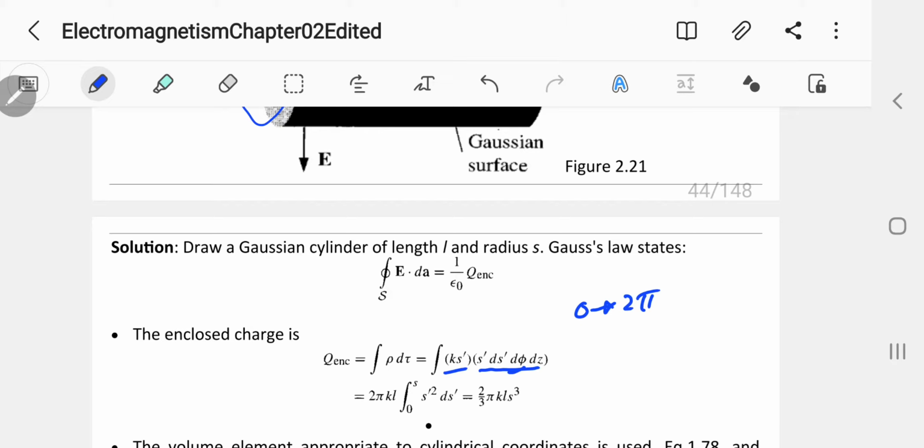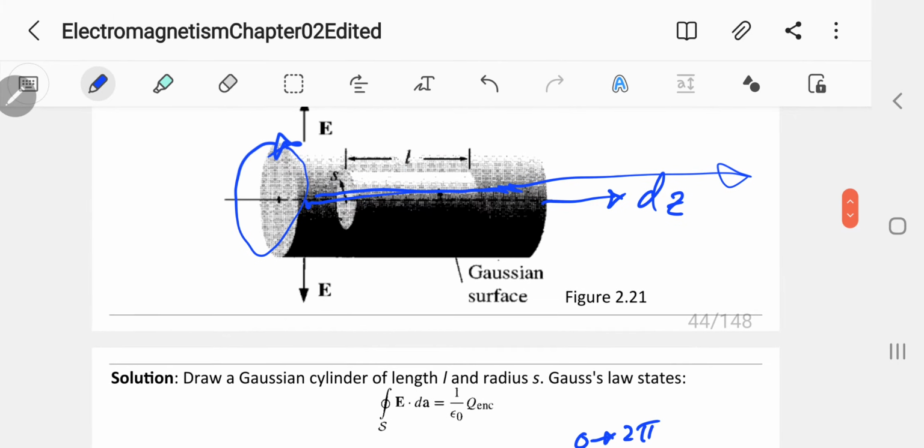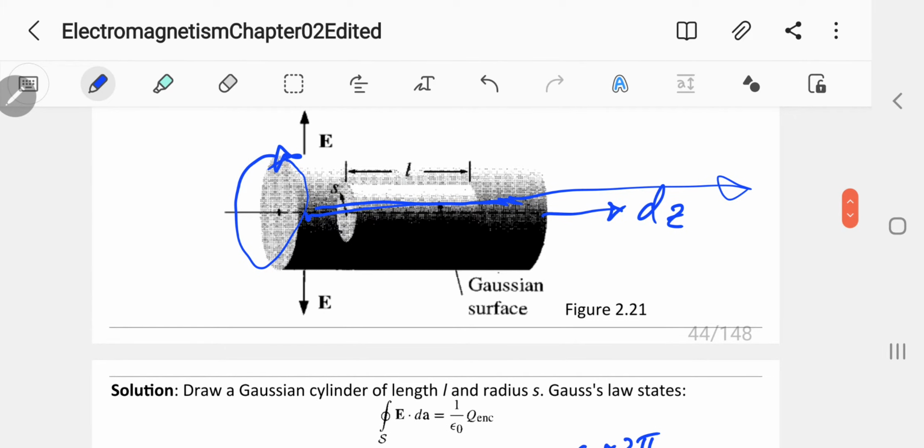So if you integrate d phi, it will give you 2 pi. The k will just come out of the integral. The dz, if you integrate that, the whole Gaussian surface will just have the length L, and then 0 to S for S prime squared ds prime, and so that would give you 3/2 pi k L s cubed.